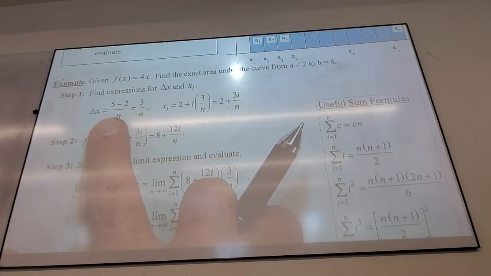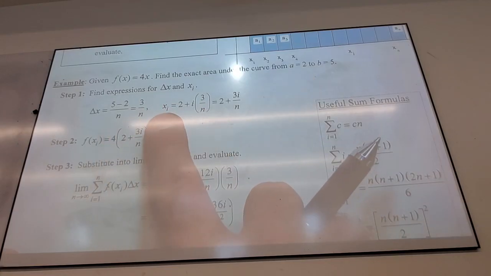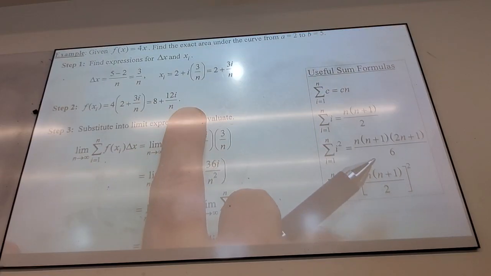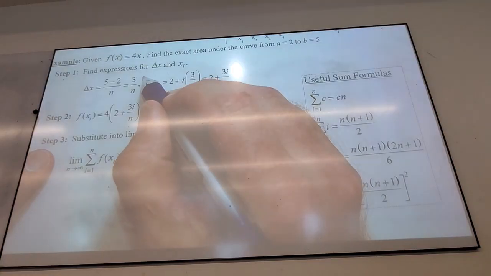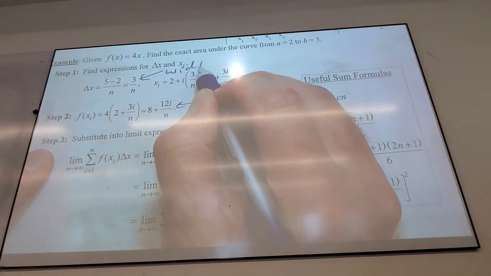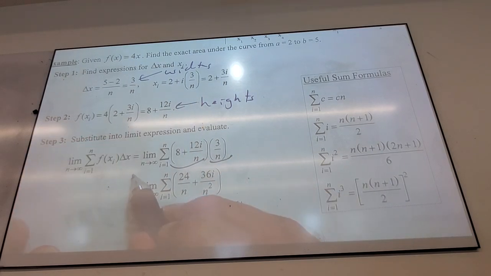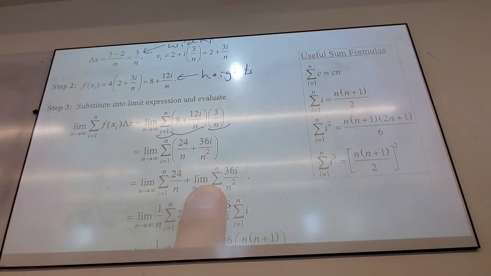Right, so I get my delta x, 5 minus 2 divided by n. Get what xi is, plug that into the function. That's the height. So this is the heights. This is the widths. So if I just take the heights times the widths and add them up, I'll get the area. Right? Heights times widths is the area of a rectangle. Add them all up, I get the total area. And now I just have to simplify.